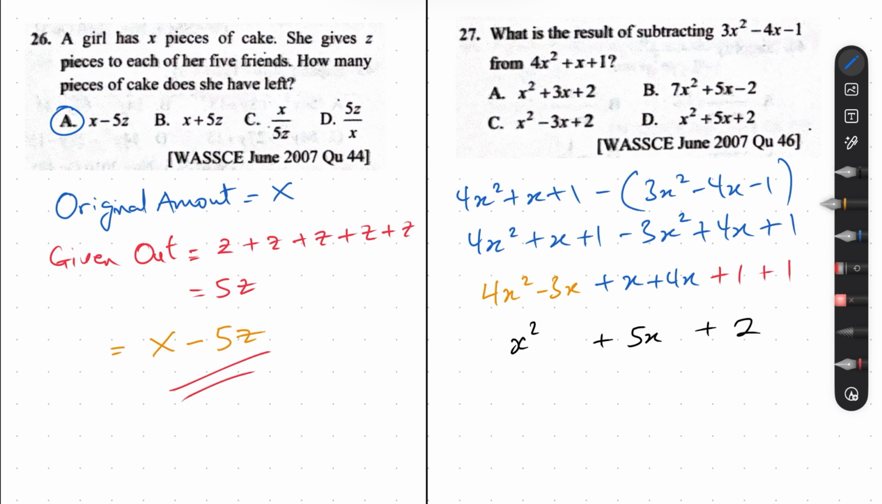This whole expression gives us x squared, this one gives us 5x, and this one gives us 2. So that is our answer, x squared plus 5x plus 2. Do we have it? Yes, which is D. D is our answer.